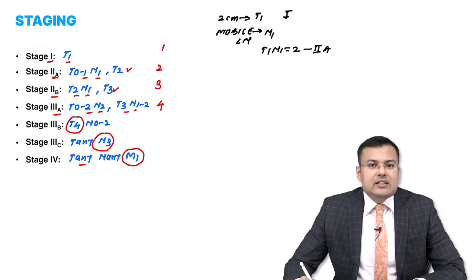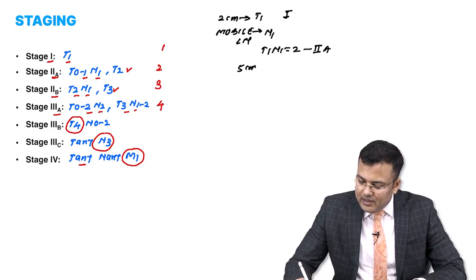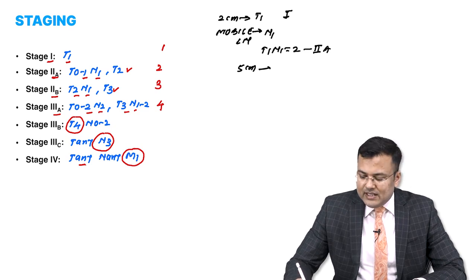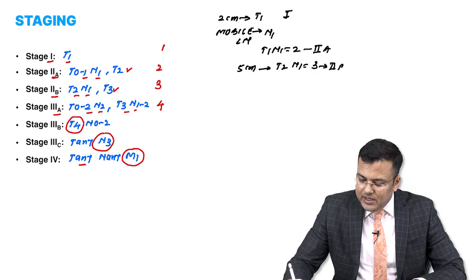Next, suppose the size of the tumor is 5 centimeter, and there is a mobile lymph node. 5 centimeter means T2. Mobile lymph node means N1. So the number is 3. Number 3 is for T2, 2B.